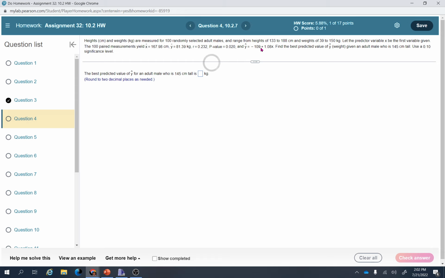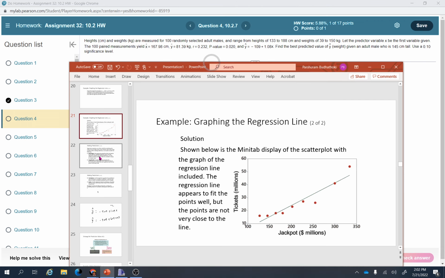So you can use this linear regression to find the value of y for the given value of x. For a 145 centimeter tall person, we can use this formula to calculate the weight, because that data is inside this range. And that's what it says for the requirement.